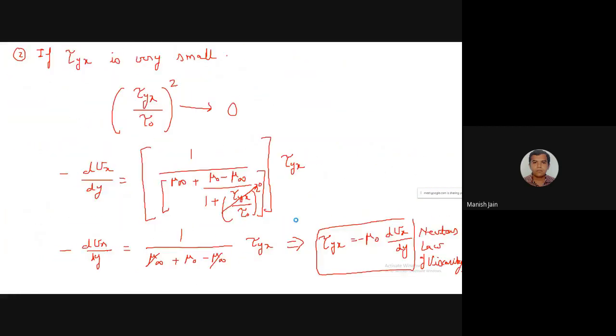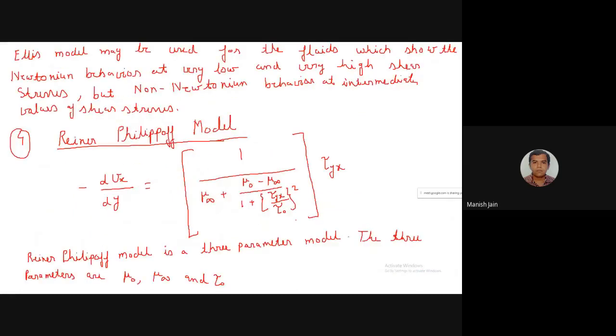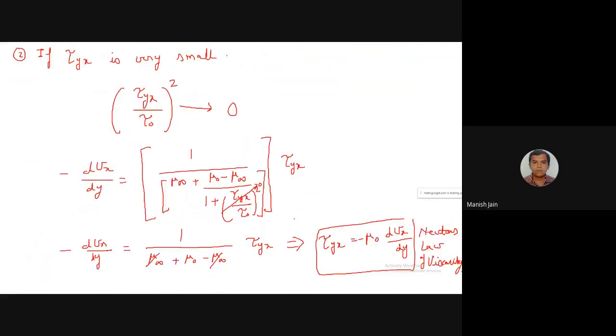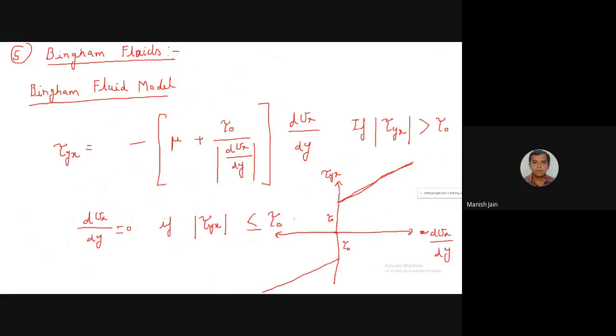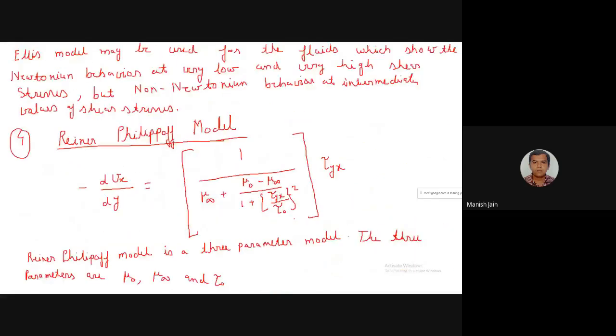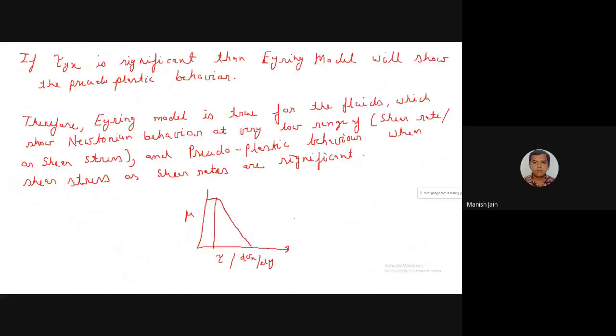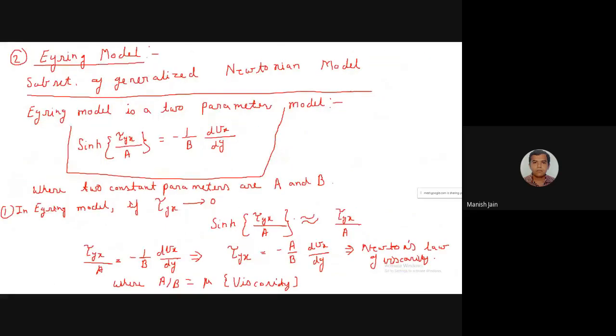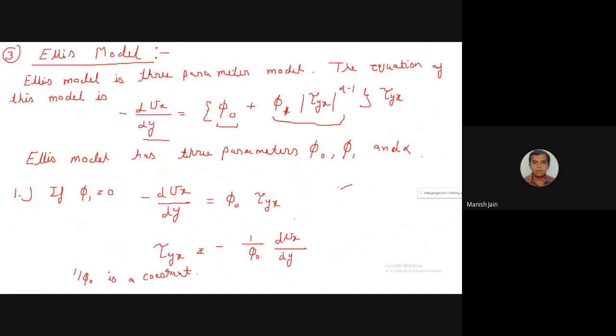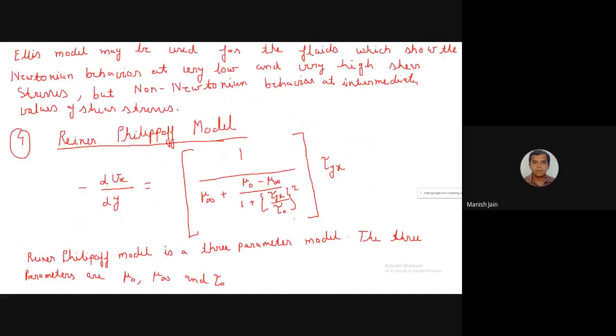This is the Rainier-Philipov model. Then fifth is the Bingham fluid model. Okay, so you have to remember all these five models. First is the power law model. Second is the Eyring model. Third is the Ellis model, and fourth is the Rainier-Philipov model. Fifth is the Bingham model. Okay, so these models represent the non-Newtonian flow.